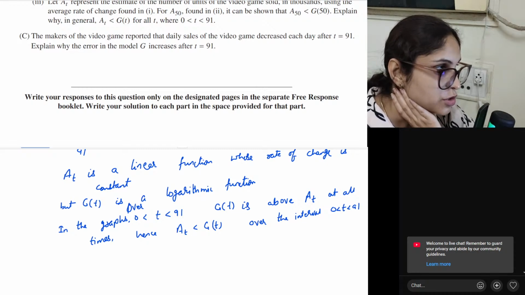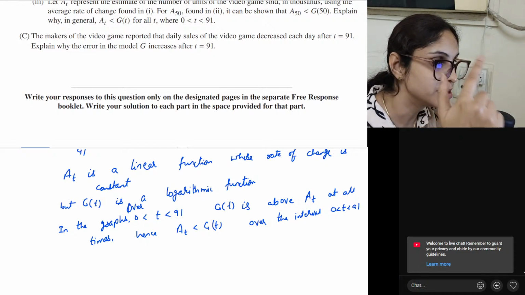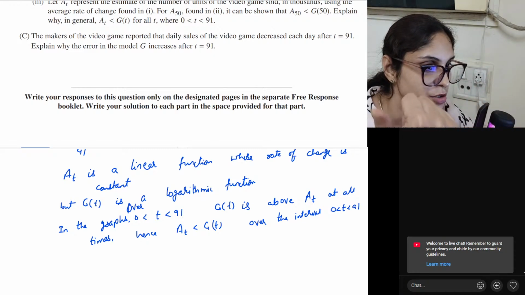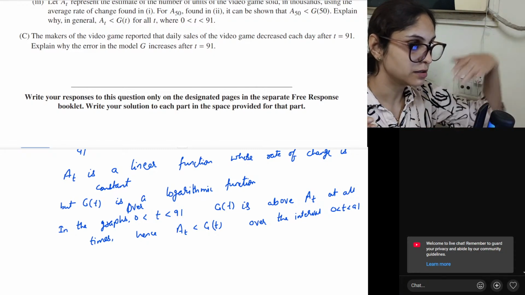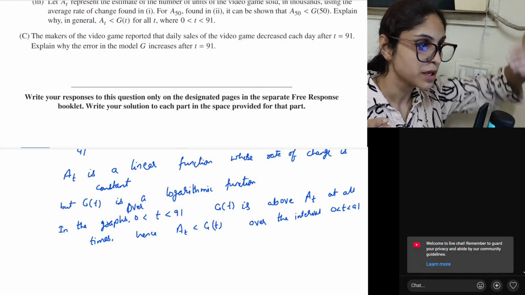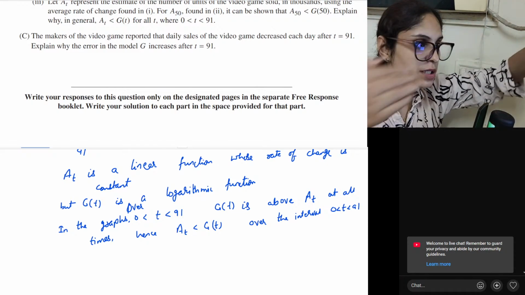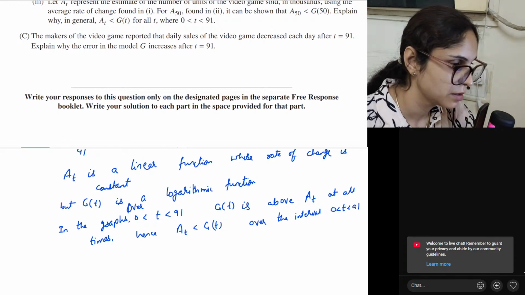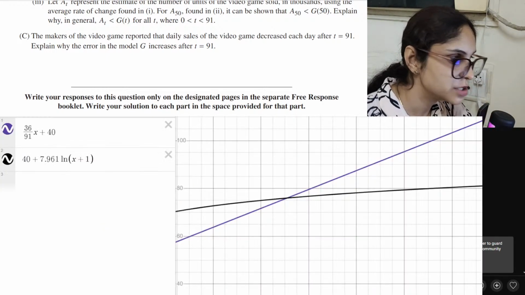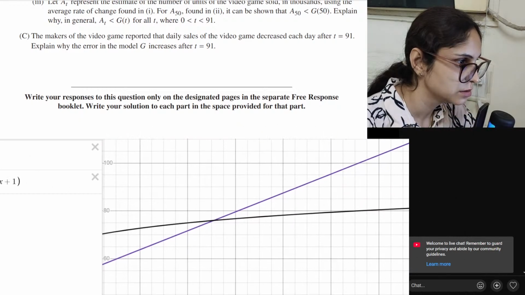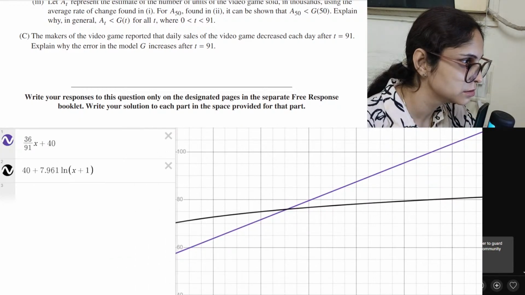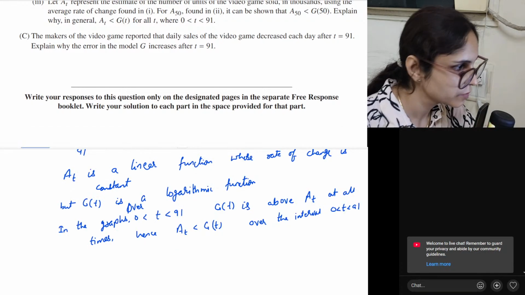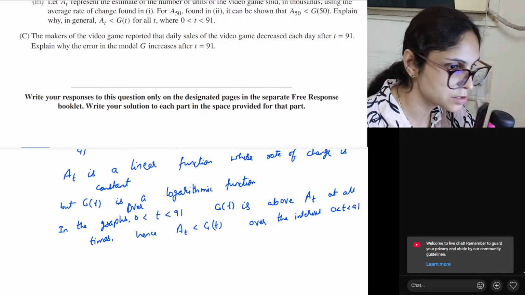Because in the model G, what is happening after T is equal to 91? It is still increasing, but the makers are reporting that the sales of the video game decreased. So actual values are actually decreasing, whereas in model G, the predicted values are increasing. So that is why the error is going to increase. Got it? Because if you look at this diagram, it is not decreasing, it is increasing. It's a black graph. All right. So that is how we are going to frame our answers.